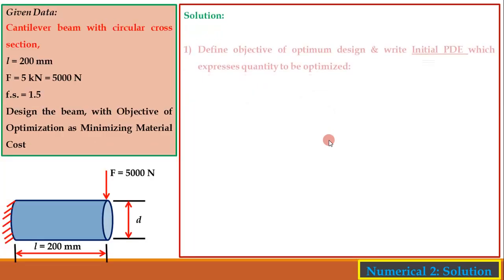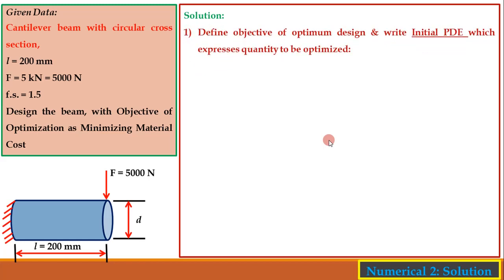Now first of all, we'll follow the first step. The steps I have explained in the last video lecture, we are going to use the same step here. So first step is define the objective of optimum design and write the initial PDE which expresses the quantity to be optimized. Now here, as this is the first step, define the objective of optimum design, but here already the objective of optimum design is given.